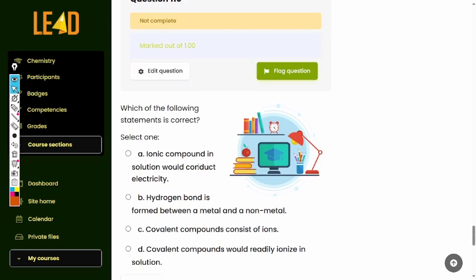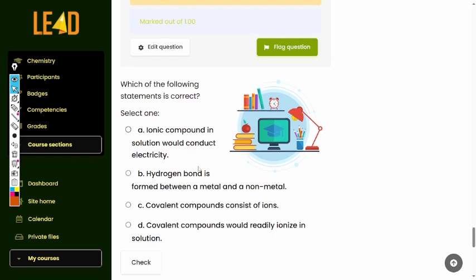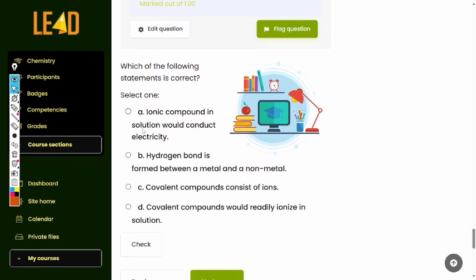110. Which of the following statements is correct? Ionic compound in solution will conduct electricity. True. Hydrogen bond is formed between a metal and a non-metal. This is not true. It is formed between hydrogen and a highly electronegative element like oxygen, fluorine, and nitrogen. Covalent compounds consist of ions. This is not true. It is ionic compounds that consist of ions.